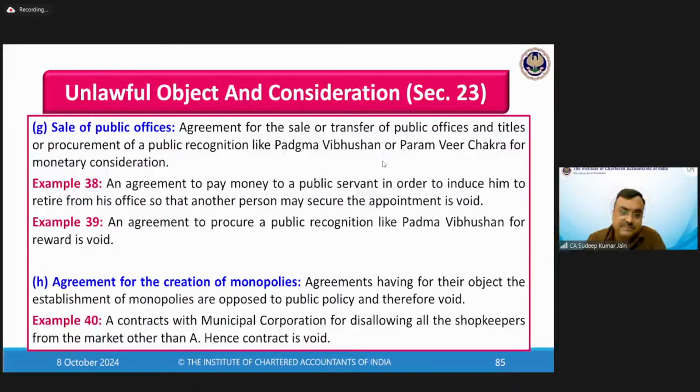See the example. A contract with the municipal corporation for disallowing all the shopkeepers from the market other than A, and this contract is void. A ने कॉन्ट्रैक्ट किया म्यूनिसिपल कॉर्पोरेशन से कि भैया आप बाकी को डिसअलाउ कर दो केवल ए को अलाउ करना उस मार्केट में अपनी दुकान लगाने के लिए. ये कॉन्ट्रैक्ट क्या है? void.